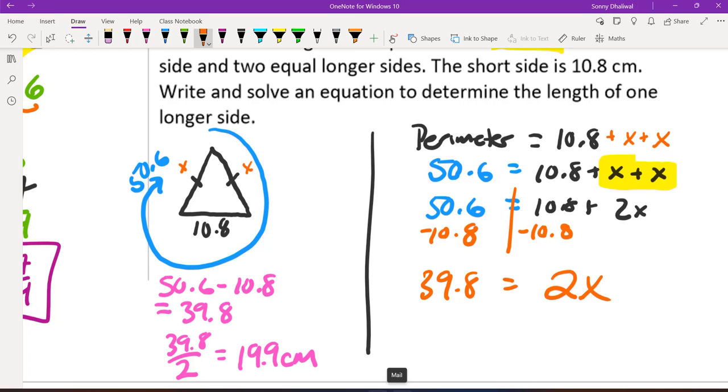Okay. So one more step left to go. We need to get rid of that 2. How do we get rid of that 2? Divide. Divide by 2, divide by 2, x, and 39.8 divided by 2 is 19.9.